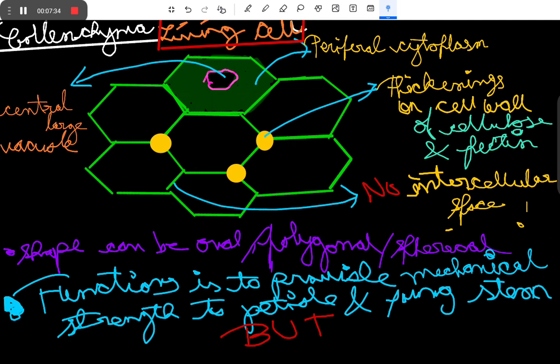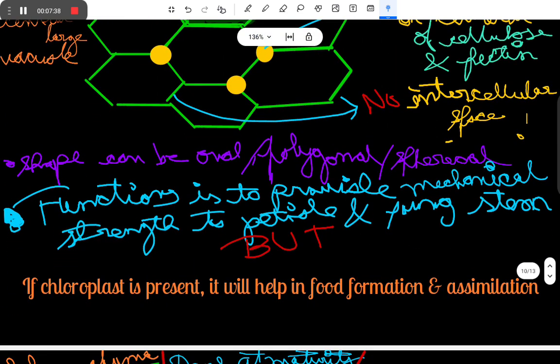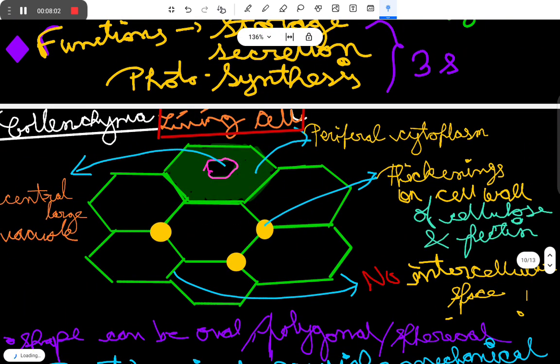Notice this. This is important. Their main function is to provide mechanical strength to the petiole and the young stems. Their main function is to provide mechanical support. But if chloroplast is present within them, it will help in food formation and assimilation.